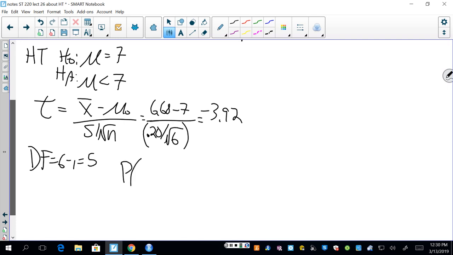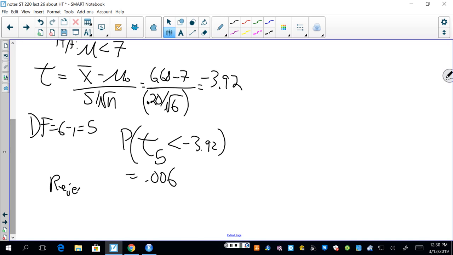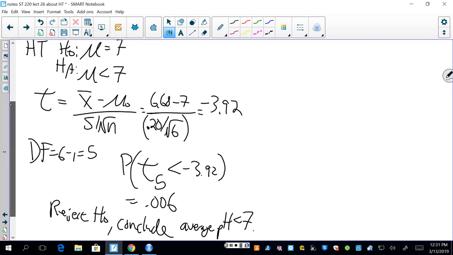It turns out that the probability that a t distribution with 5 degrees of freedom is less than this is about 0.006. So that's unusual, pretty extreme. So we can reject the null hypothesis and conclude that the average pH really is less than 7. If that's what we needed to know, then it is true. But we could also look at the confidence interval, and this would be a one-sided confidence interval.